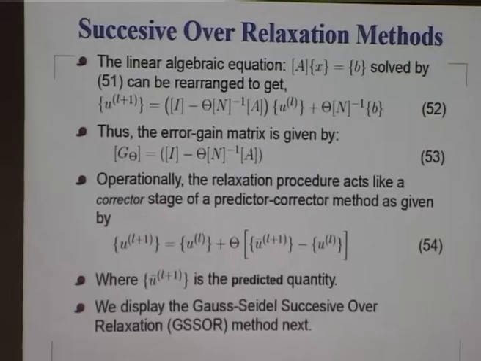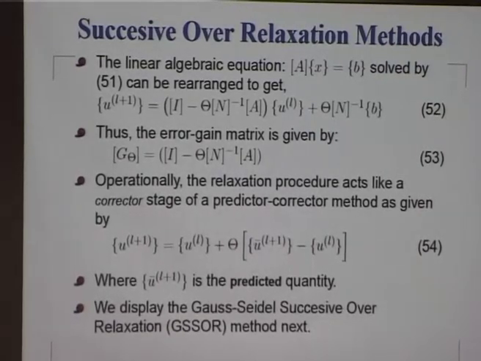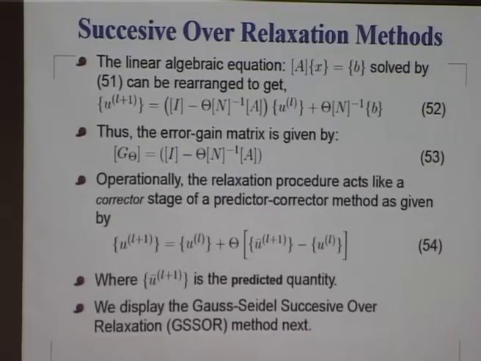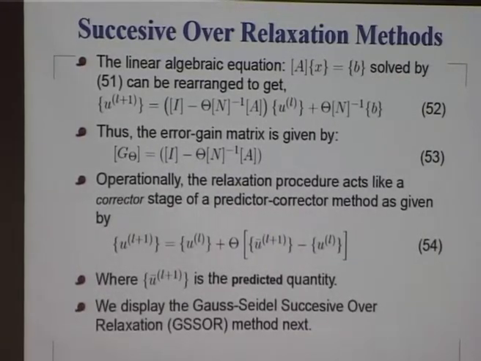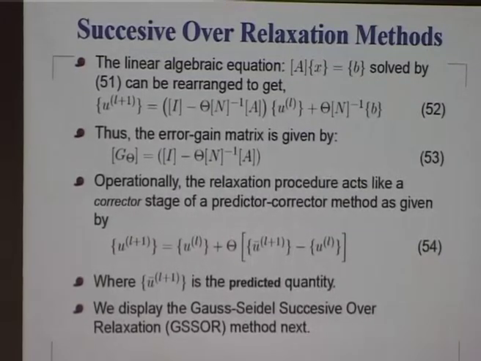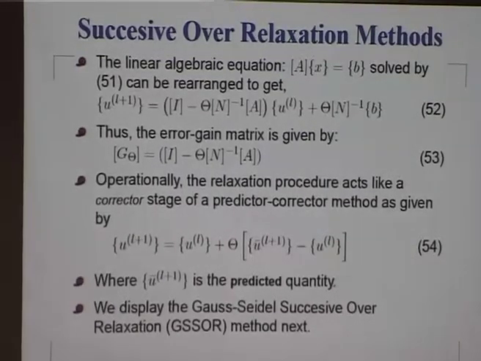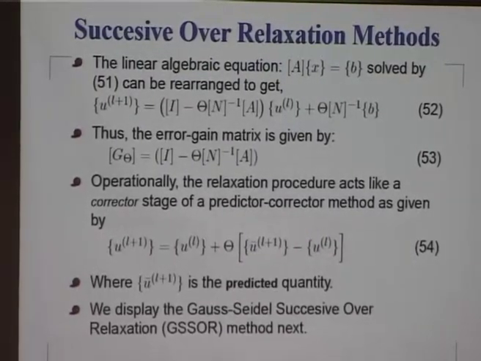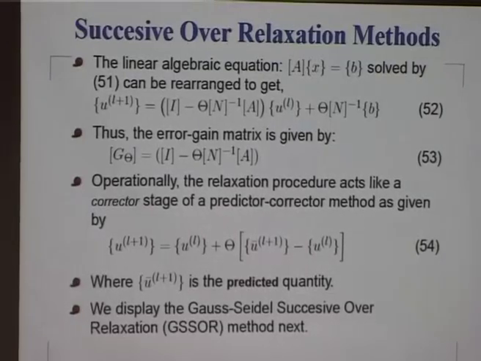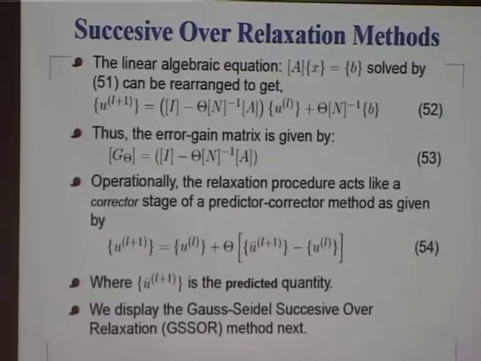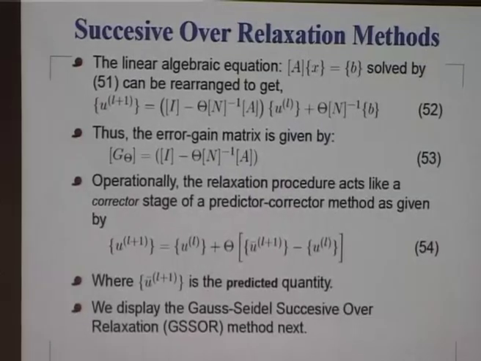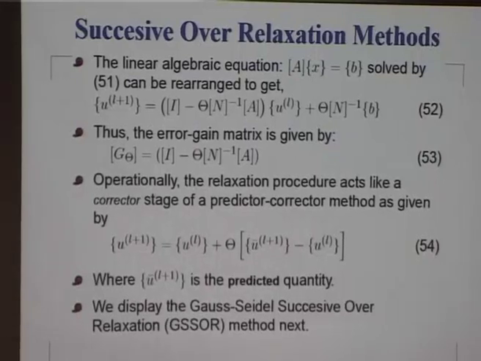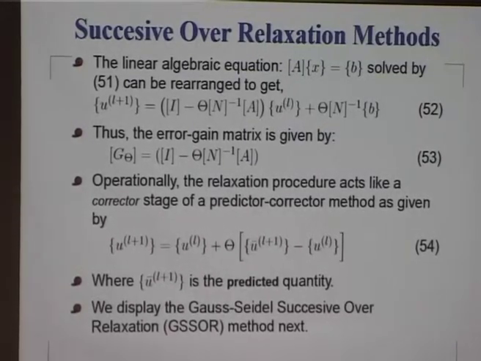Okay. What we notice is that this is the way we would adopt. We have an older iterate UL. We have just now calculated U bar L plus 1, and then we look at what the solution has changed. We multiply by capital theta with that, and we add it to the prior quantity. It's like what is called a predictor-corrector strategy, in a predictor-corrector approach.